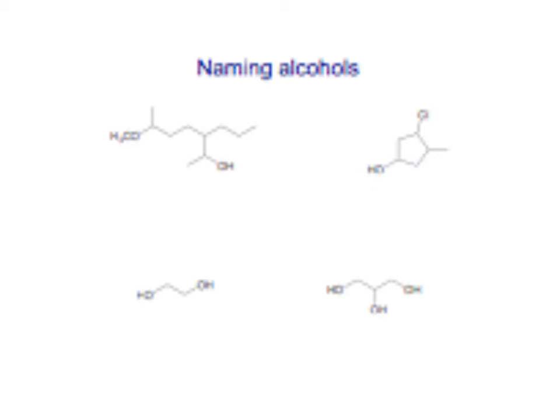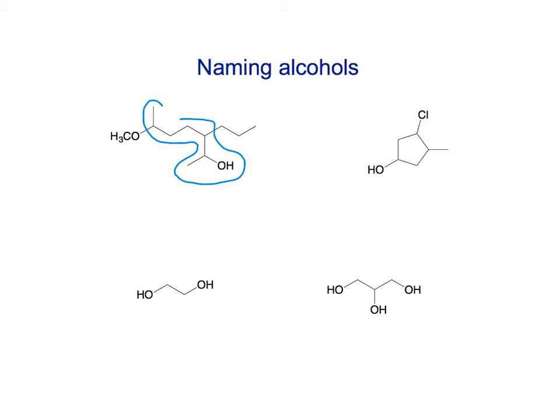Let's do a few more complicated examples. Let's look at that first one. What is the longest parent that includes the alcohol? So even though the longest chain could go all the way out to the right, the longest one that has the alcohol included is going to be this one right here. We're going to number this to give the alcohol the lowest possible number. So we'll have 1, 2, 3, 4, 5, 6, 7.